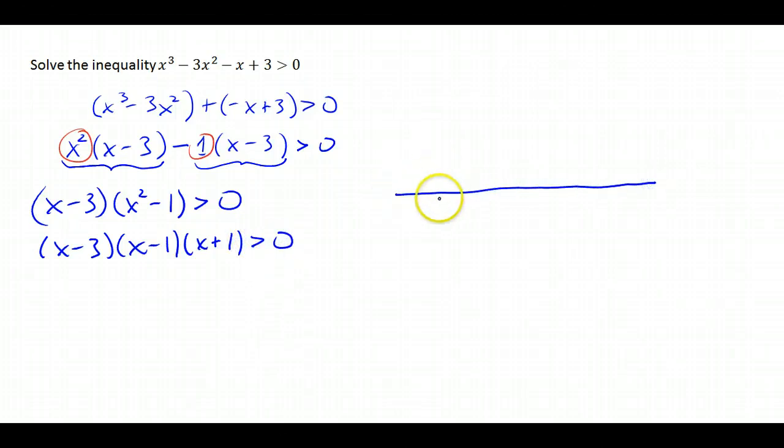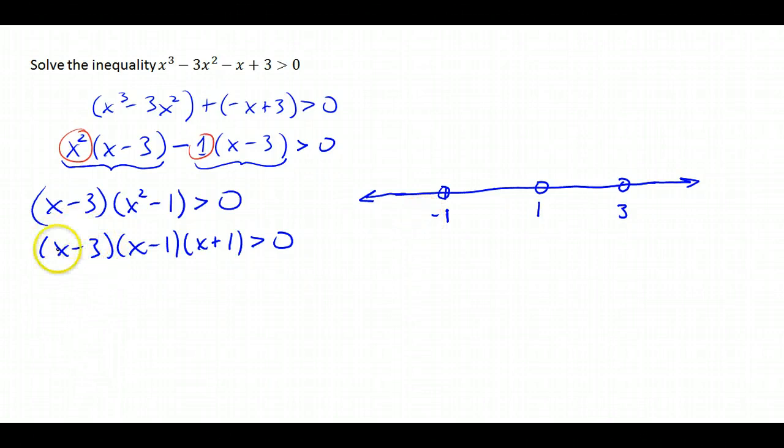Well, on the number line, I've got x will make the whole thing 0 at negative 1. Put an open circle there. At positive 1 and at 3. And what we're going to do is we're going to test points that are in each of these regions. I have 1, 2, 3, 4 regions to test. So let's pick a number, any number to the left of negative 1, say negative 2.